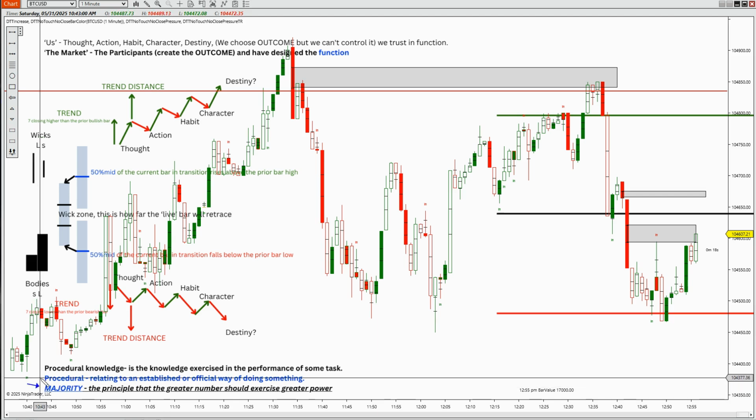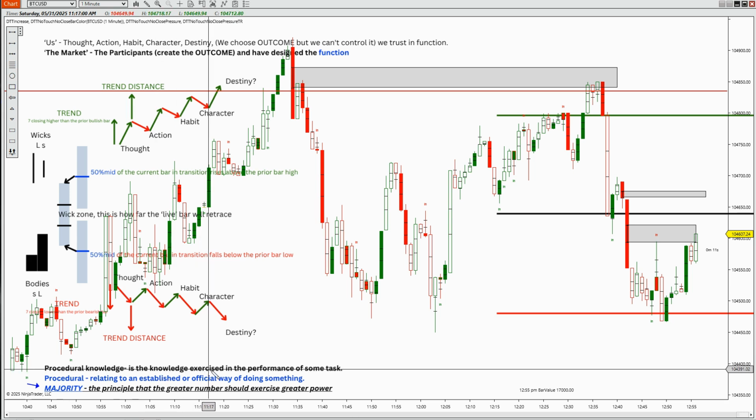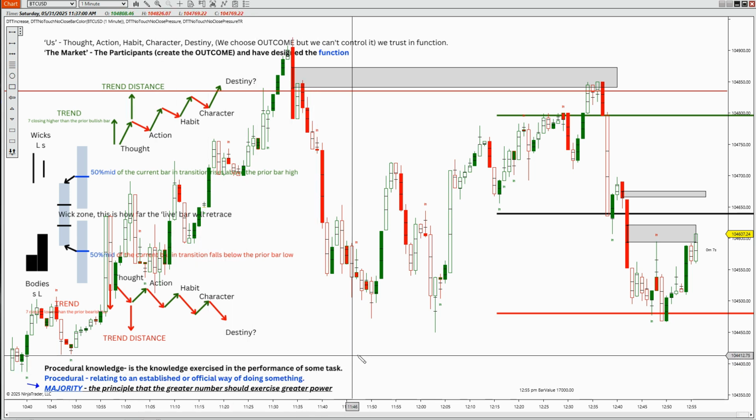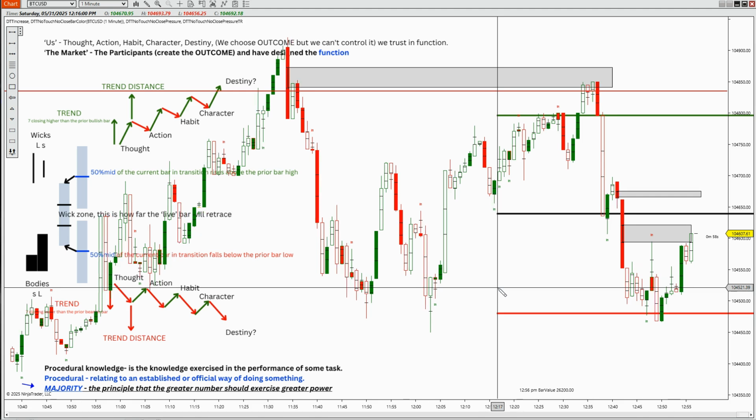That's the majority. Now, procedural, and this is important, is relating to an established or an official way of doing something. So procedural knowledge is the knowledge that's exercised in the performance of some tasks. So you have your doctors, your lawyers. When you go to court, they have proceedings. All right. So there's a basis of laws and functions as to how things are going to transpire repeatedly over and over and over again.